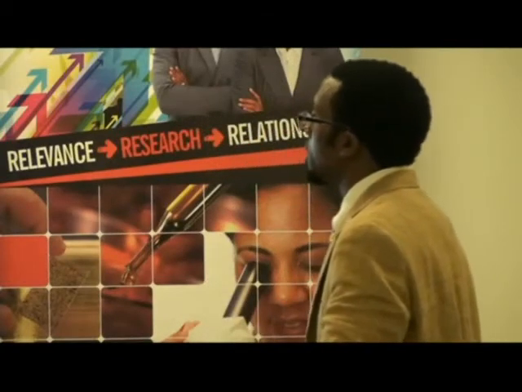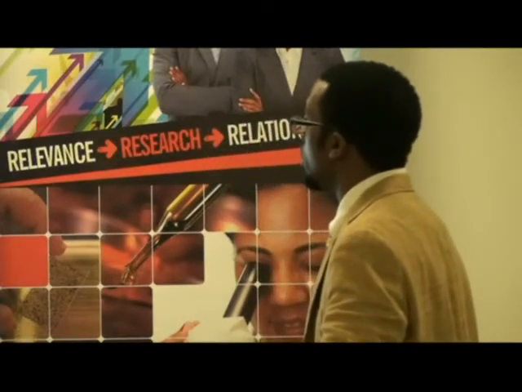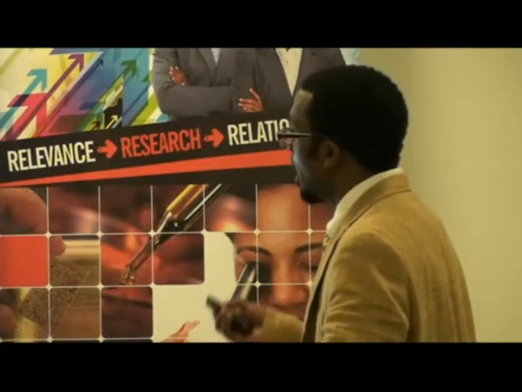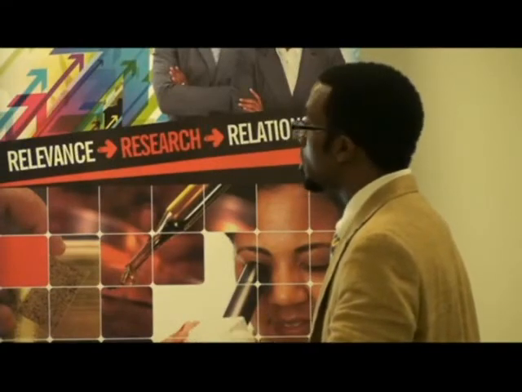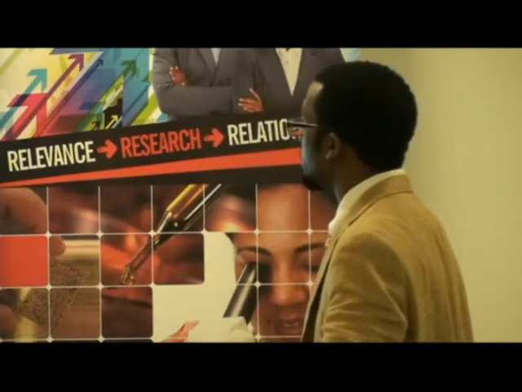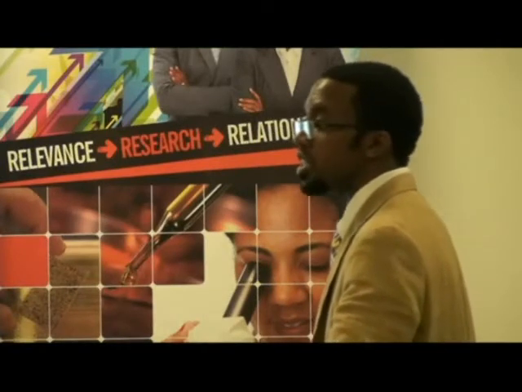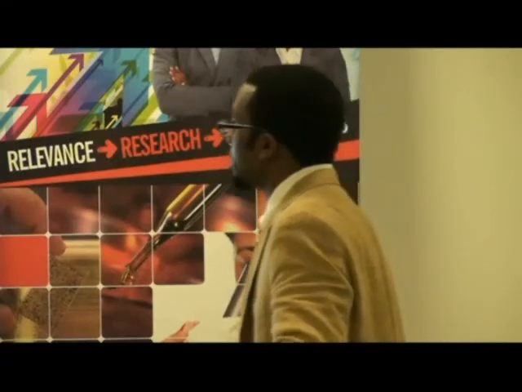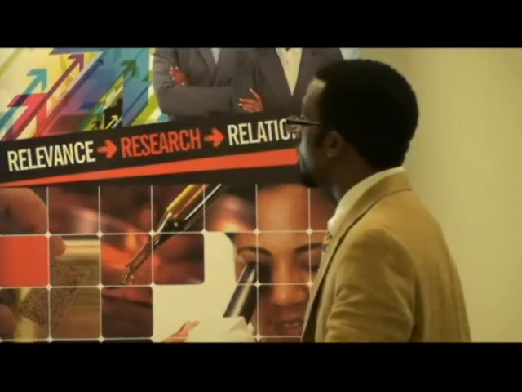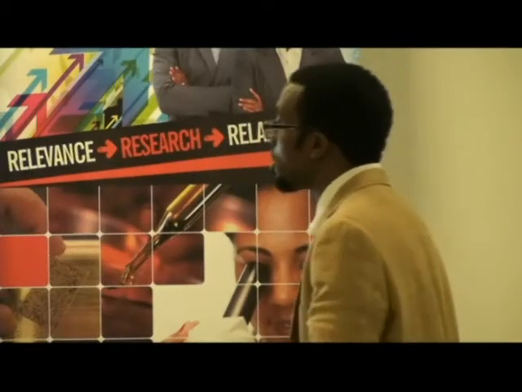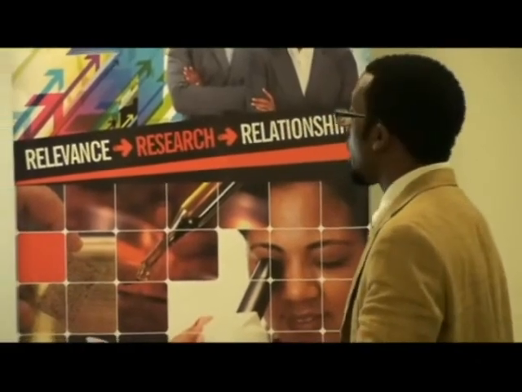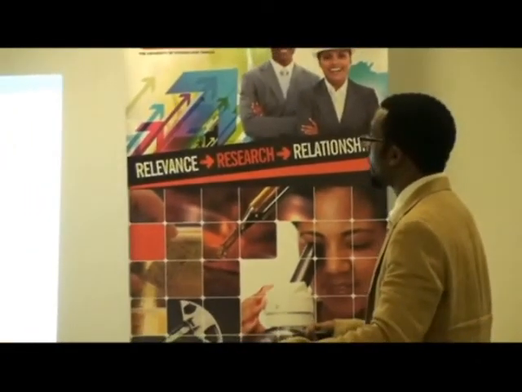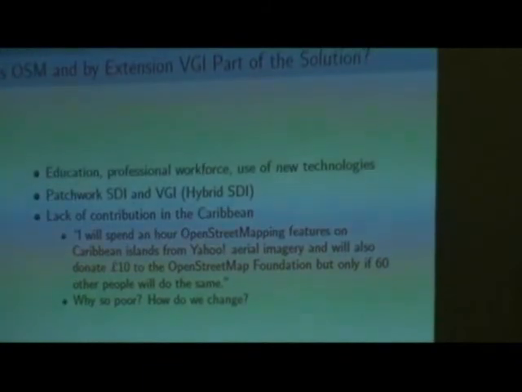So is OSM and, by extension, VGI part of the solution to information poverty? Yes, the solution is in developing a professional workforce, having educational outlets, and using new technologies like remote sensing and aerial imagery and things of that nature. But at the same time, we can also leverage this whole new paradigm shift towards user content creation and volunteered geographic information to actually augment what we're trying to do in the professional realm.